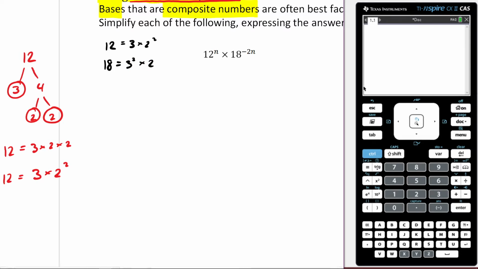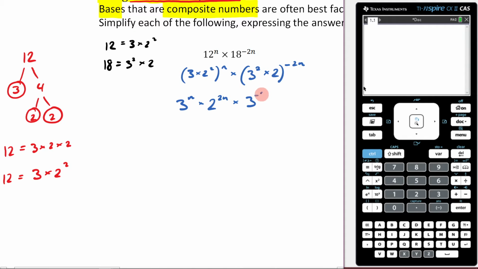And now what we can do is replace these composite numbers with their prime decompositions. So instead of 12, I can write (3 times 2 squared) to the power n, times 18, which is (3 squared times 2) to the power negative 2n. And then once I'm here, I can now just continue the question like normal. So I'll distribute out this n: 3 to the n times 2 to the 2n, times, now negative 2 times that will be 3 to the negative 4n times 2 to the negative 2n.